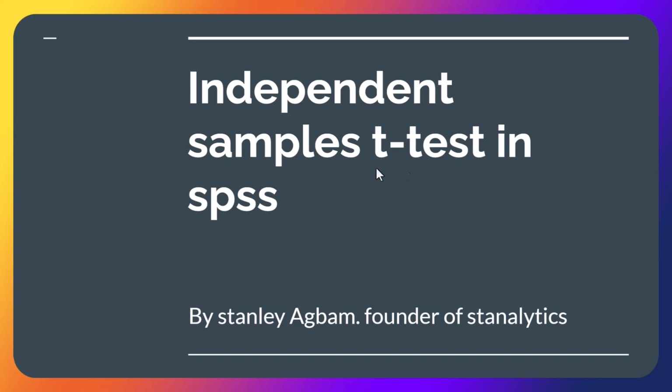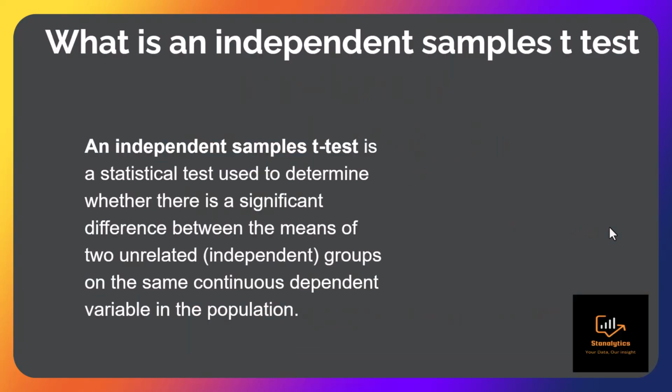Now, what is an independent sample t-test? An independent sample t-test is a statistical method used to determine whether there is a significant difference between the means of two unrelated independent groups on the same continuous dependent variable in the population. Now, what do I mean by that? It is basically a method to test the most effective between two groups on a continuous variable.